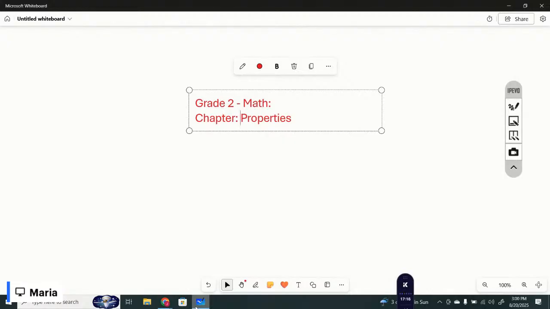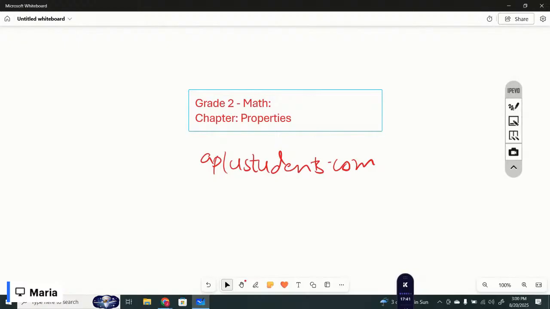We are here for grade 2 math. You can find all the lessons on aplusstudents.com. You have to log in there using your email address and password as provided by the administrator. Then you have to select math from the subject tab. Scroll down to grade 2 math and then click on view all lessons. There you can find the list of the chapters. We're going to start with the chapter properties.